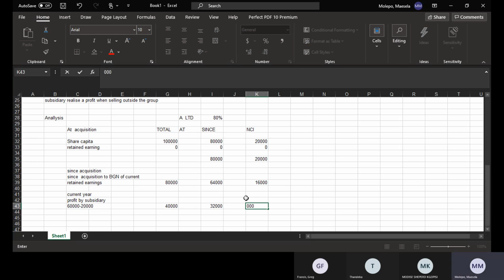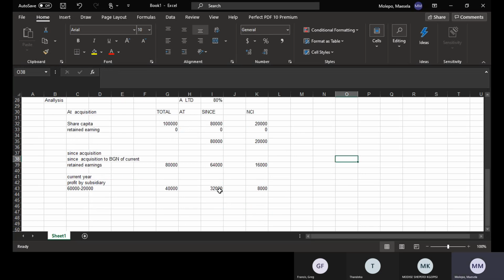I want to check something here. Okay. So our analysis of shareholders in this case is complete. It was not complicated because we didn't have any issues with regard to the subsidiary selling to the parent.